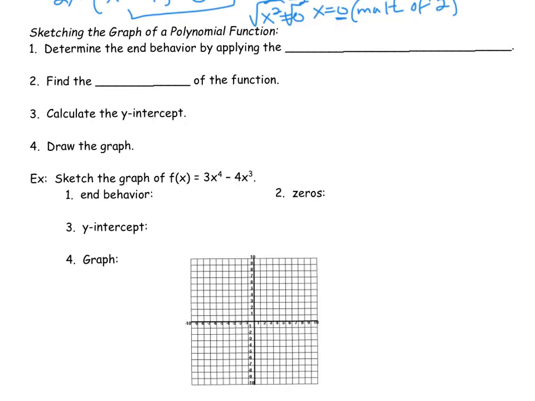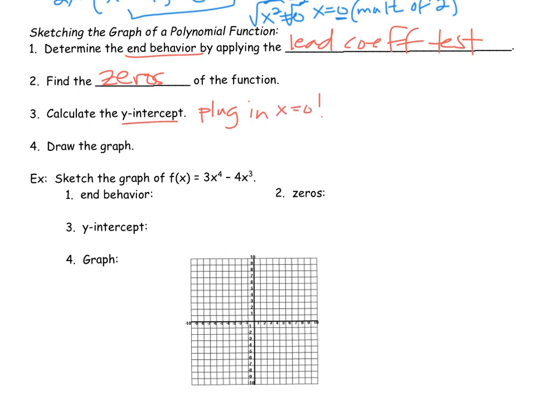To sketch the graph of polynomial functions, the first thing we're going to want to do is determine our end behavior by applying that lead coefficient test. What's happening on the left side, what's happening on the right side. From there, we'll find our zeros, making sure that if we have multiplicities, we state them because that means something on our graph. The third step's super easy. Calculate the y-intercept. Just plug in x equals 0 and simplify.